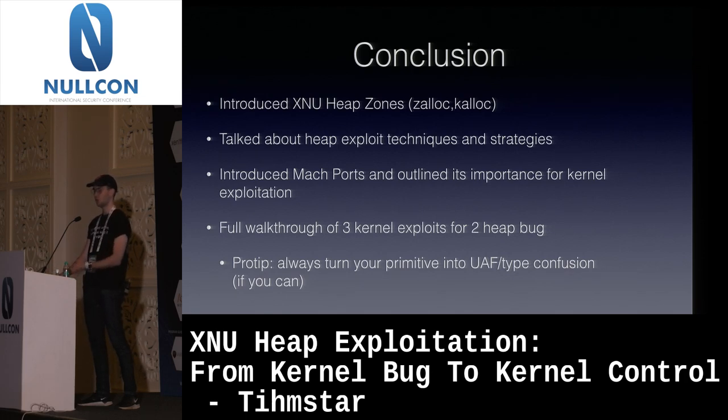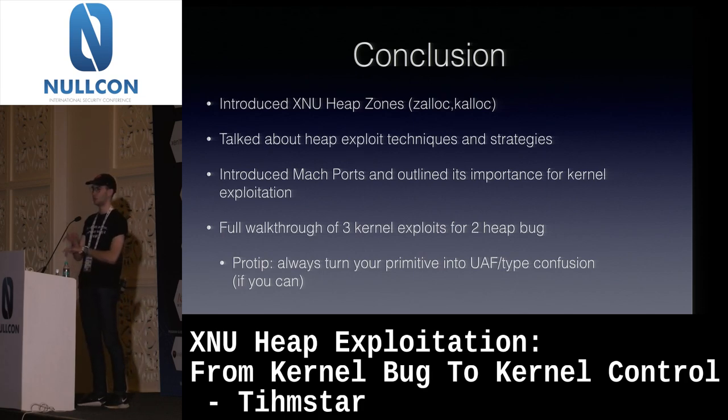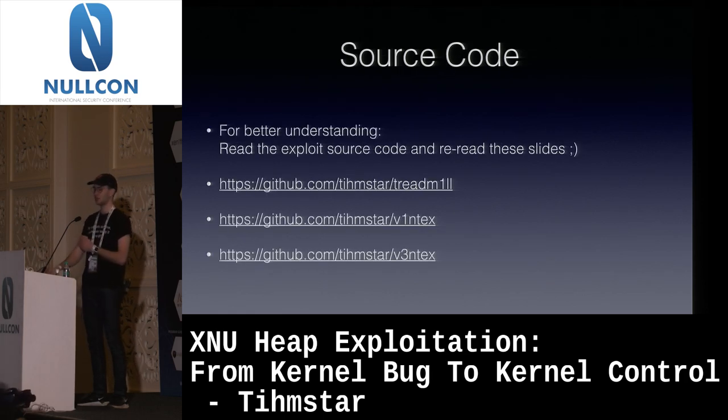We had a full walkthrough of three kernel exploits for two kernel heap bugs. Pro tip: always turn your primitive into use after free and type confusion if you can. I know with newer processors with PAC, pointer authentication codes, it might not be possible, but surprisingly, the out-of-bounds timestamp exploit replaces a pointer, and that works on PAC devices. So just use use after free, type confusion, replace a pointer, build a fake Mach port, and you're good to go. For better understanding, you can reread Treadmill, Vortex, and Ventex.